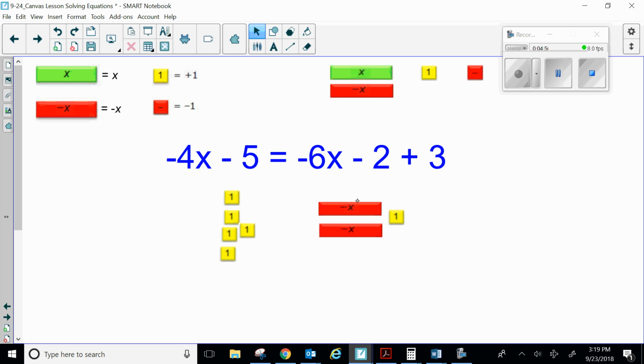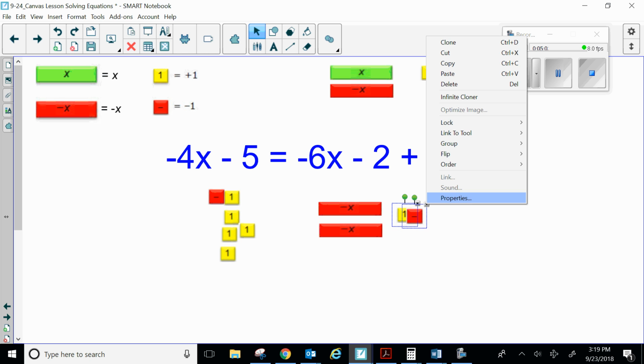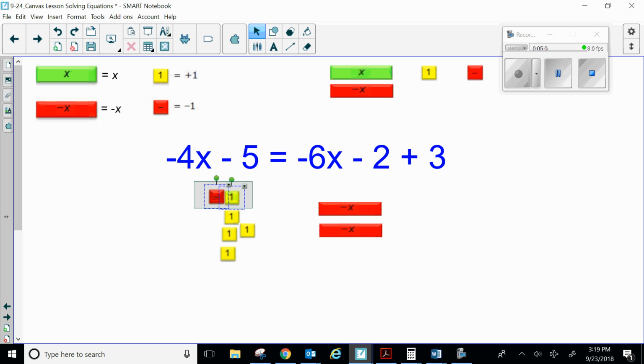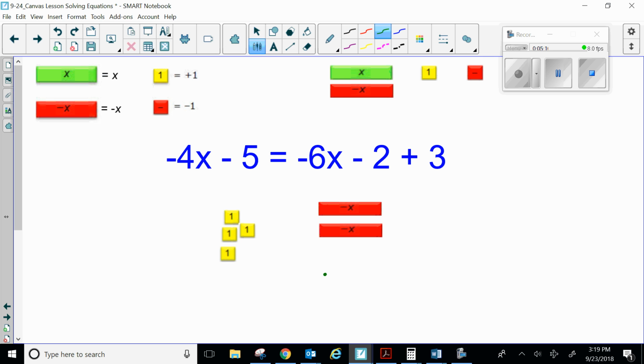So now I want to get my x's by themselves. So I'm going to add a negative to get rid of my positive and a negative on my left side. So that'll cancel out my positive, and this will cancel out one of my positives. So now I'm left with negative x equals 4. So on your tiles, what's really nice is you actually can flip your tiles over.